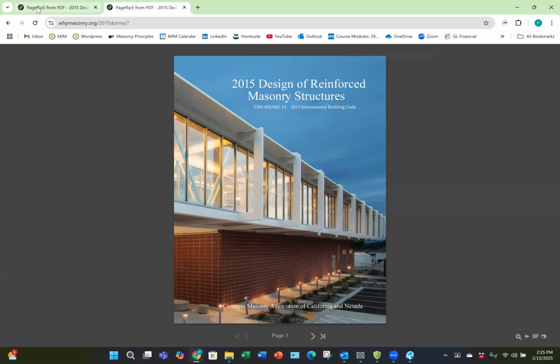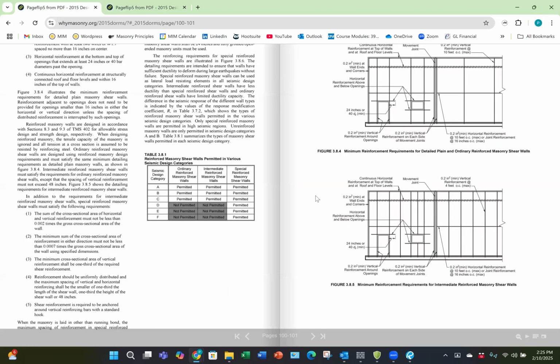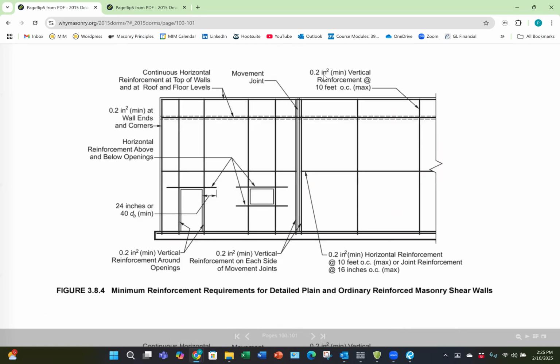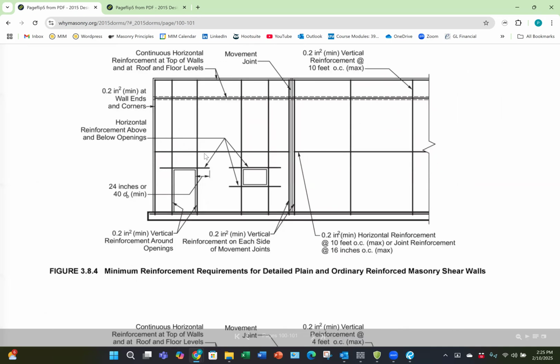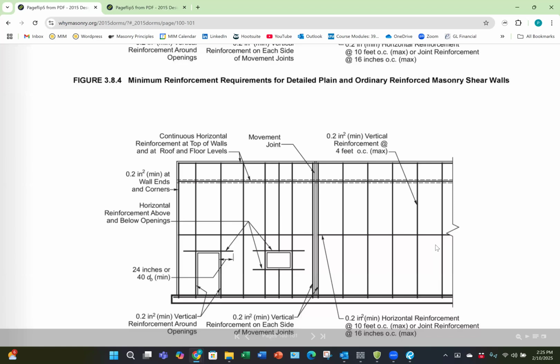Very good reference there. And if we look at their diagrams, you can see here that they have diagrams for both ordinary and intermediate reinforced masonry shear walls, and their vertical reinforcement shows a number 4 bar at 10 foot on center maximum. And we have for horizontal reinforcement, joint reinforcement at 16 inches on center maximum. Same thing for intermediate reinforced masonry shear walls, except here we have a maximum spacing on our vertical reinforcement of 4 foot on center.